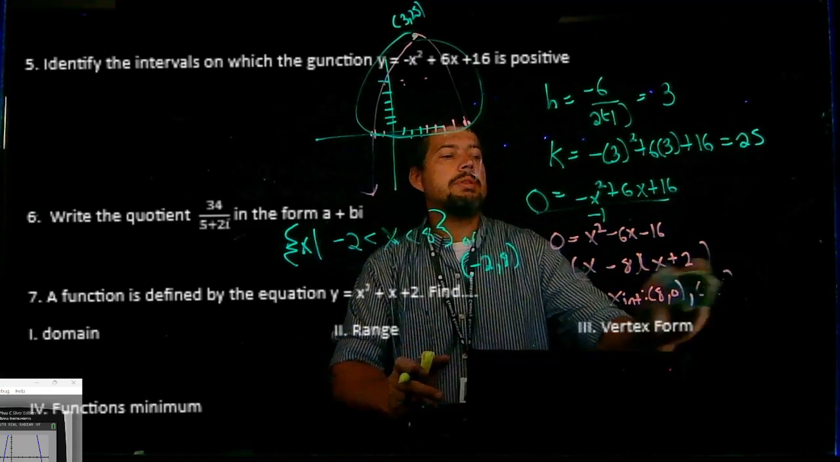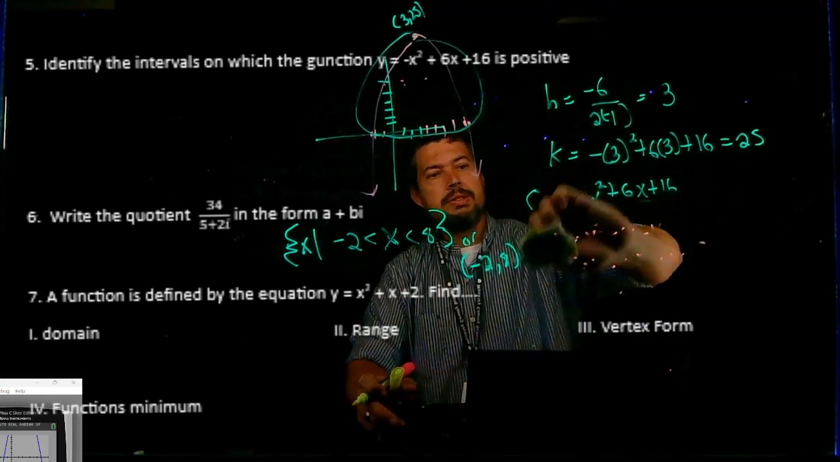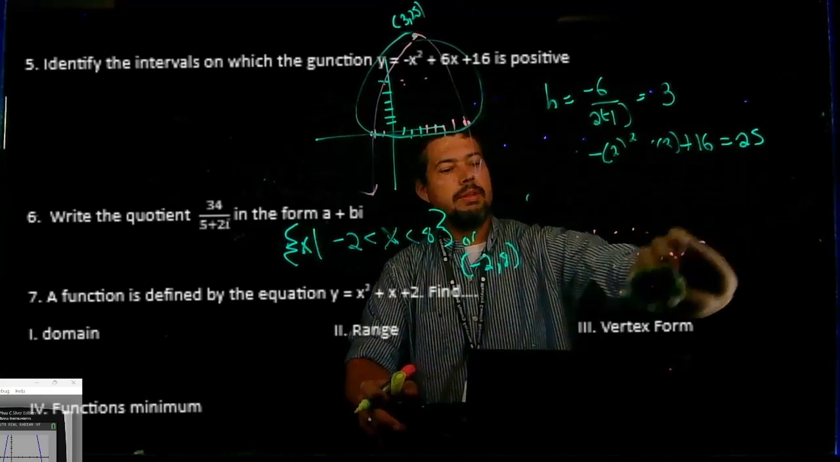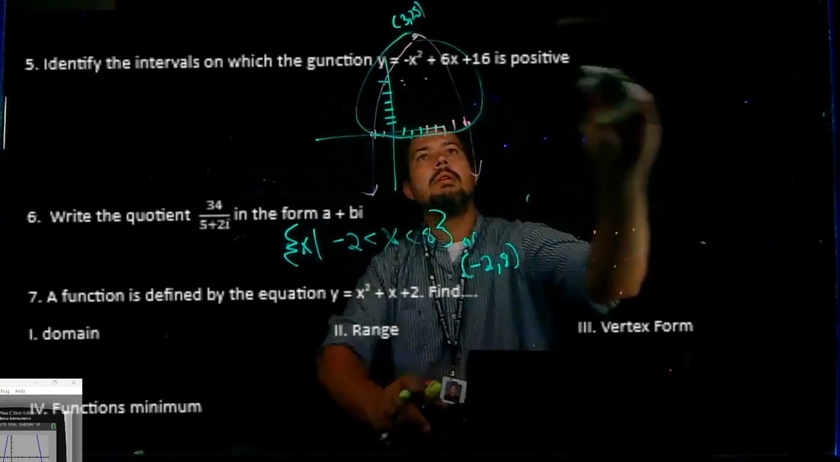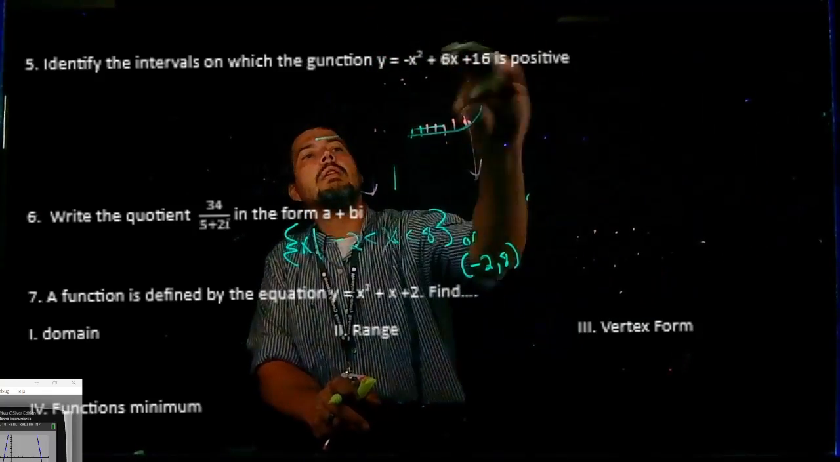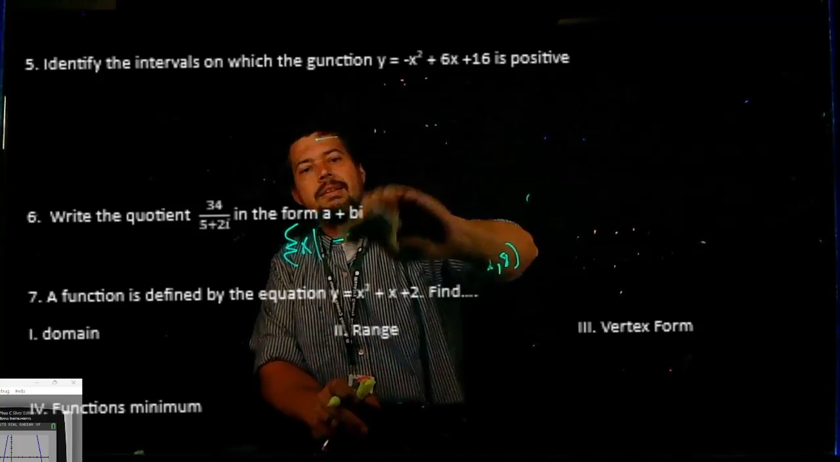All right, number 7, we got a function. She's defined by x squared plus x plus 2. Find all of these things, right? Find them all. What do we have first? We have the domain.